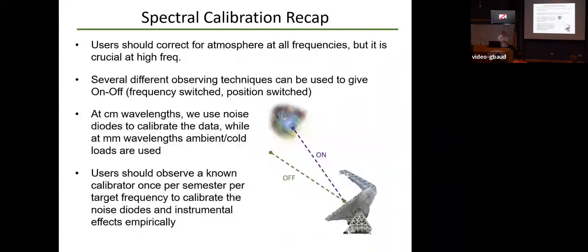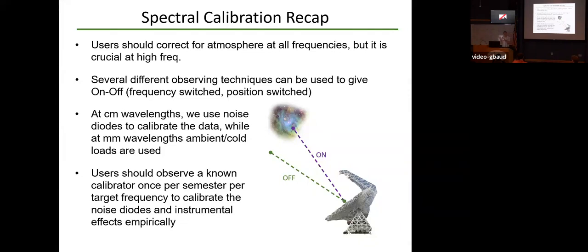Recap of everyone. So you should correct your observations for the atmosphere at all frequencies, but it's especially crucial at high frequencies, right? We showed that plot where the atmosphere was doing us dirty everywhere above about 10 gigahertz. Several different observing techniques can be used to give on minus off. We can do frequency switch, we can do position switch. We talked about which of those is probably best for your science.